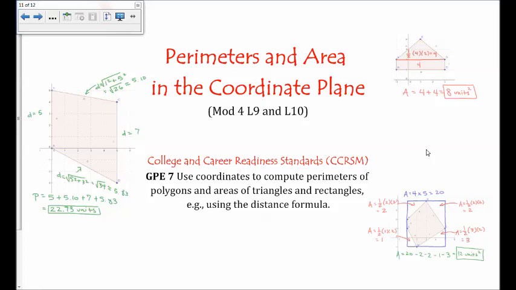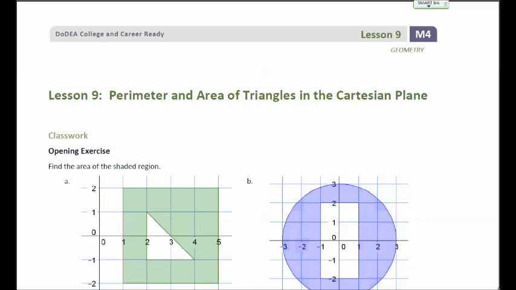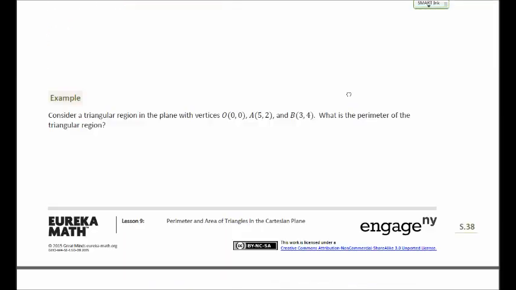Let's get started. Lesson 9 is about perimeter and area of triangles in the Cartesian plane, meaning the coordinate plane. We've already talked about perimeters using the distance formula. So we will review that and also talk about two ways to find the area of triangles. Let's start on page 41 of your student materials.